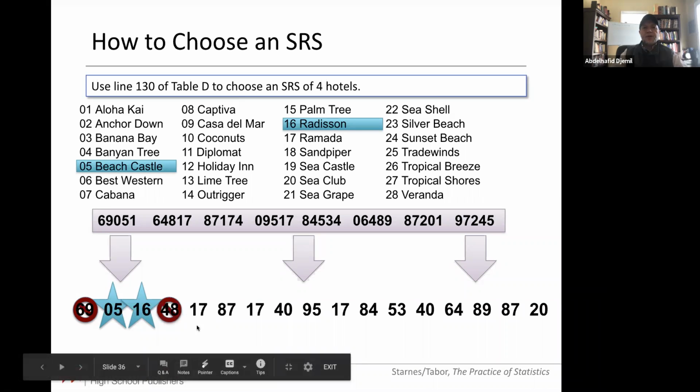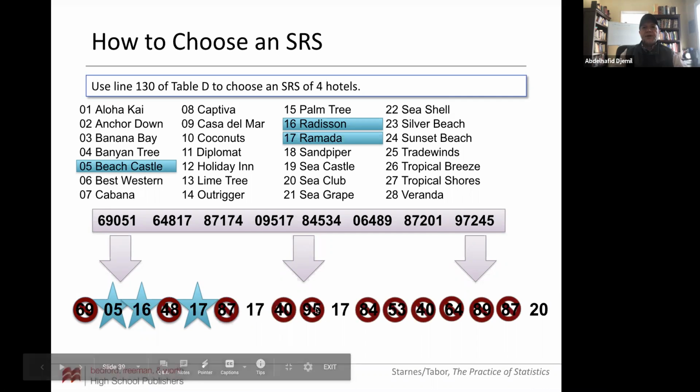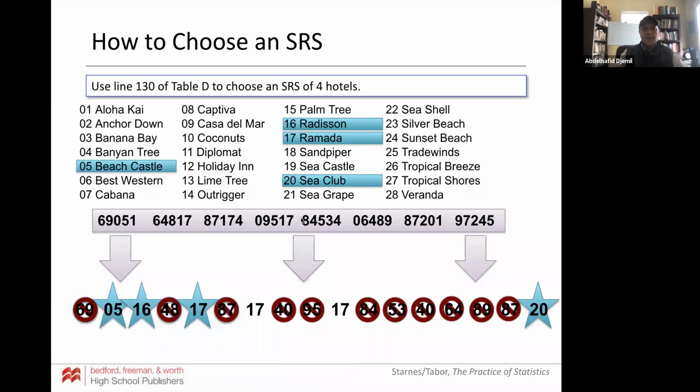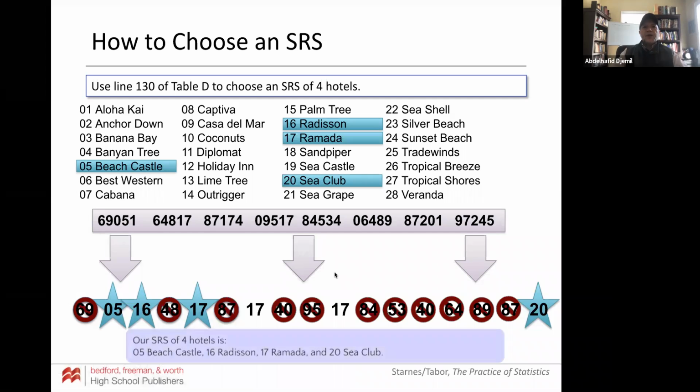17 is repeated 3 times, so we're going to take one of them, but we consider all the 3 at once. So we're going to take the 17. 87 is far. 17 we already done. 40 is beyond that. 95 and so on. So we deselect all those that are not in the interval we have. And then we have 20. 20 is the last one. So this is how we select the 4 hotels from among a list. I hope that everyone got the idea how to select that.